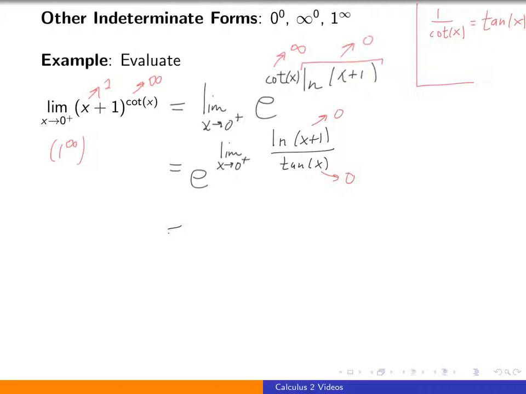So L'Hopital's rule, and remember every time we use it, we indicate with an LH, tells us that this limit is equivalent to the limit where we take the derivative in the top, and we divide by the derivative in the bottom. And now we're in the ideal situation. As x goes to 0, in the top, 1 over x plus 1 goes to 1, and secant squared of 0 is 1. So the value of this limit is e to the 1, which is simply e.